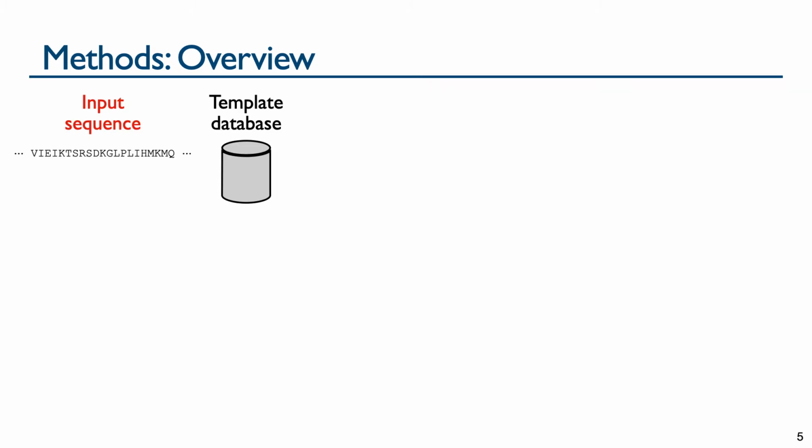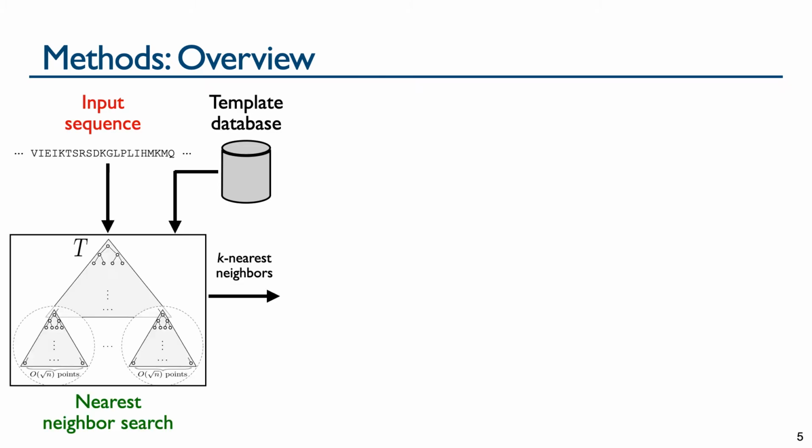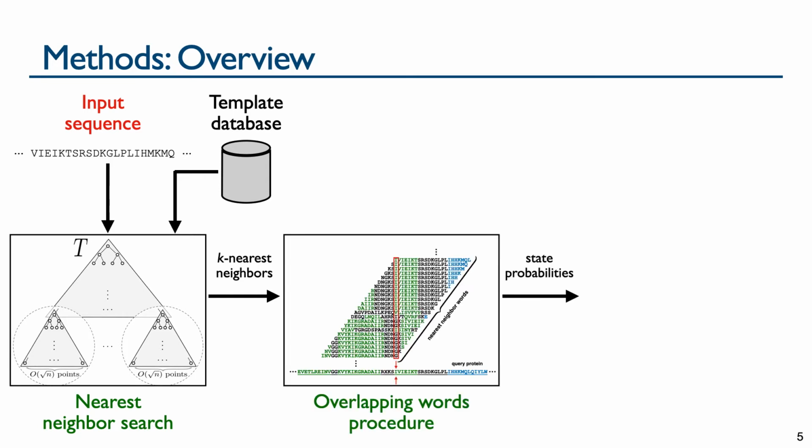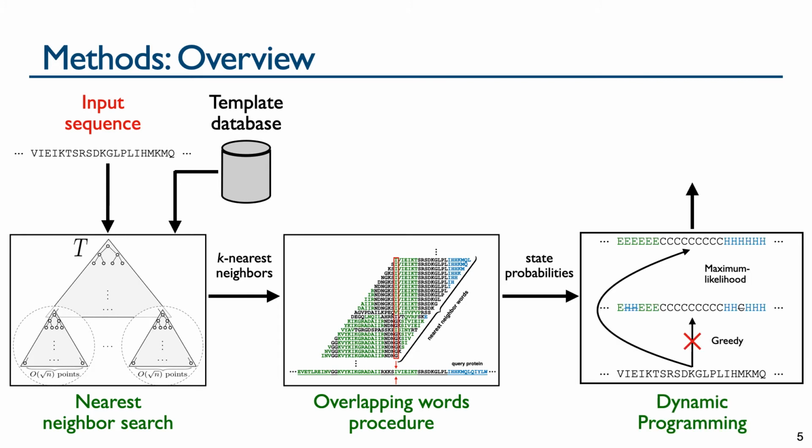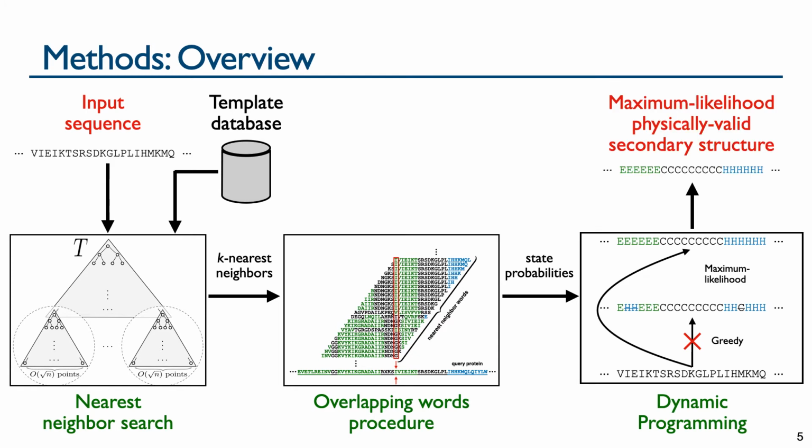Next, I'll give an overview of Nnessy's prediction process. Given an input amino acid sequence and our preprocessed template database, we perform nearest neighbor search on words from the input sequence and find their nearest neighbors from the template database. These nearest neighbors are given to an overlapping words procedure that combines the secondary structure sequences from the template words to estimate structure state probabilities at residues. These state probabilities are fed into a dynamic programming algorithm that does not output a greedy prediction that would simply choose the state with highest probability, but instead computes the physically valid structure of maximum likelihood. This maximum likelihood prediction is then output by Nnessy.